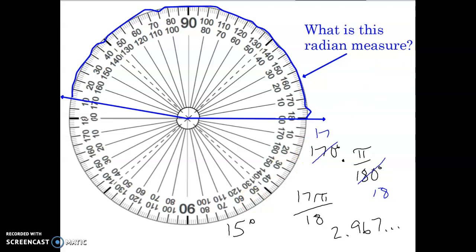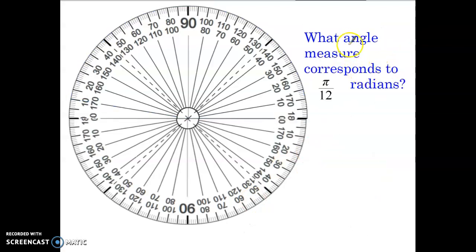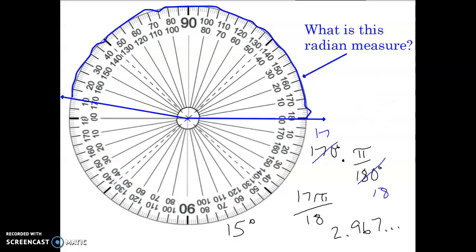Okay, let's go the other way. Let's figure out what angle measure in degrees corresponds to pi over 12 radians. Well, I'm just going to go the opposite way. I'm going to take pi over 12 and multiply by 180 over pi. That 180 has degrees on it, so now I'm going to end up with something that has units. That degrees must go on top. So if you're changing it into degrees, the 180 goes on top. If you're changing it into radians, the 180 degrees goes on the bottom so that it'll cancel.